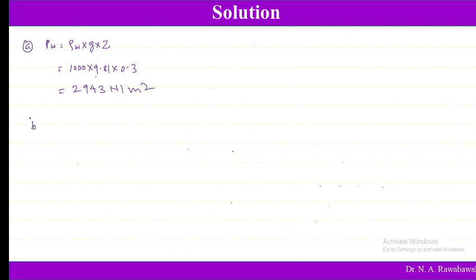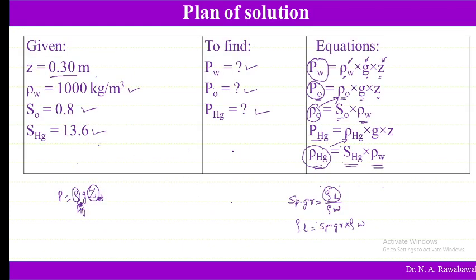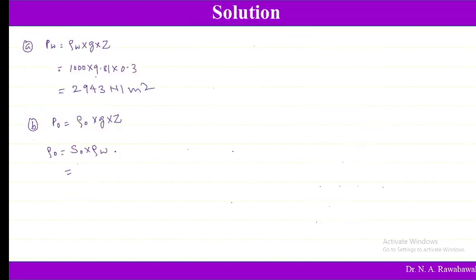Now to find B, pressure intensity due to oil is density of oil into acceleration due to gravity into Z. To know density of oil, density of oil is given by specific gravity of oil into density of water. The specific gravity of oil given in this problem is 0.8. So we can take it as 0.8 into 1000, which is nothing but 800 kg per meter cube.